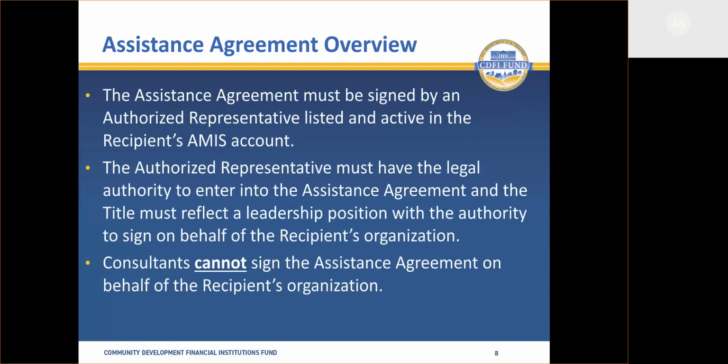We want to let you know that your assistance agreement must be signed by an authorized representative who is listed and active in your AMIS account, and that information can be reviewed in your organizational profiles and looking at your contacts. The authorized representative must have the legal authority to enter into the assistance agreement and have the title to reflect that leadership position with the authority to sign legally binding documents on behalf of your organization. Under no circumstances can consultants sign the assistance agreement on behalf of the recipient organization. Next slide, please.